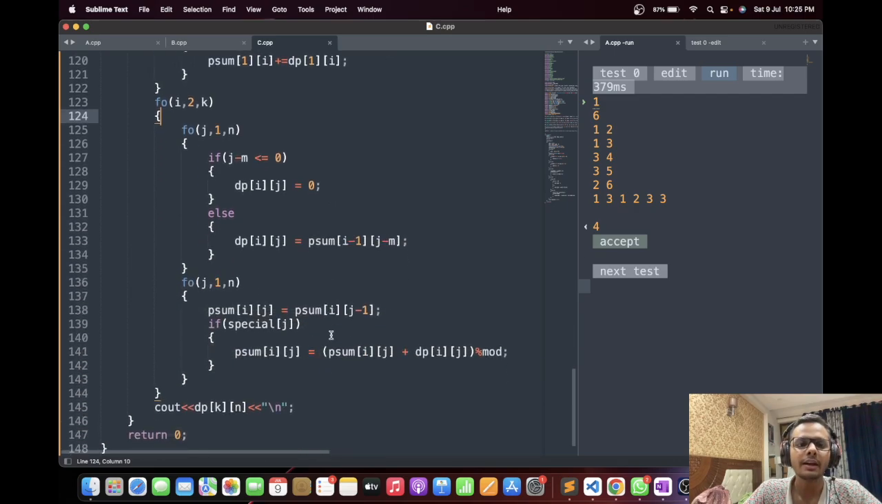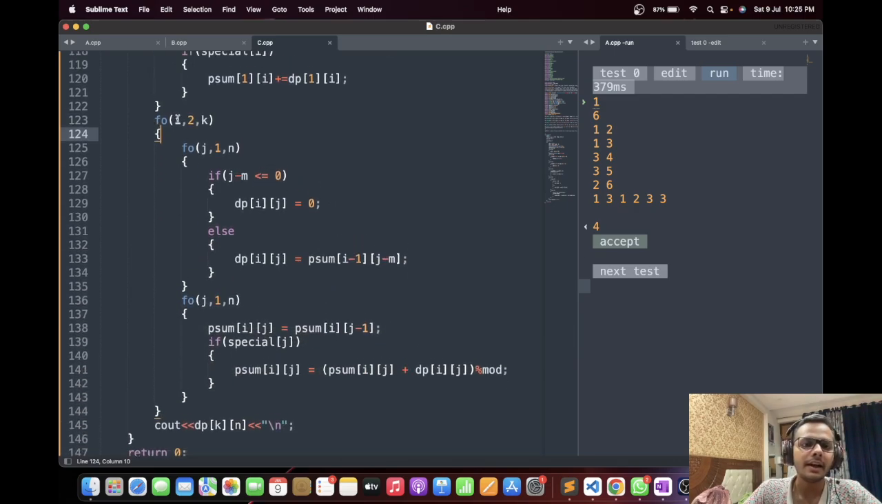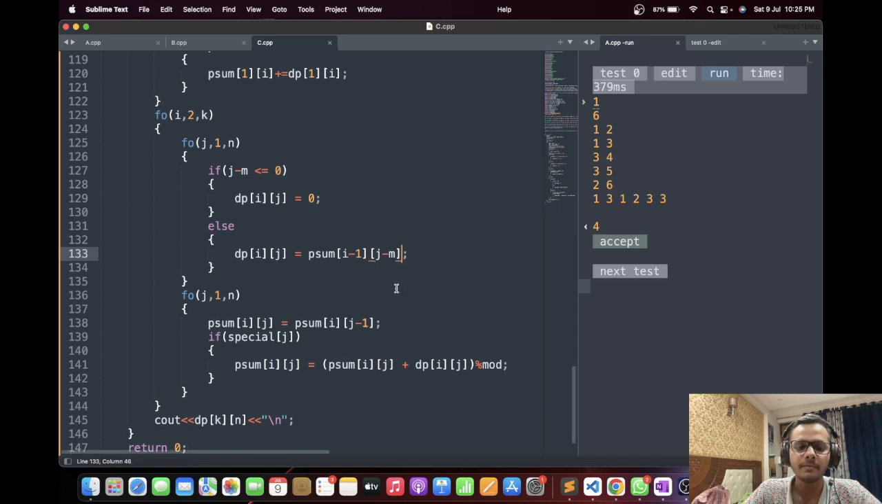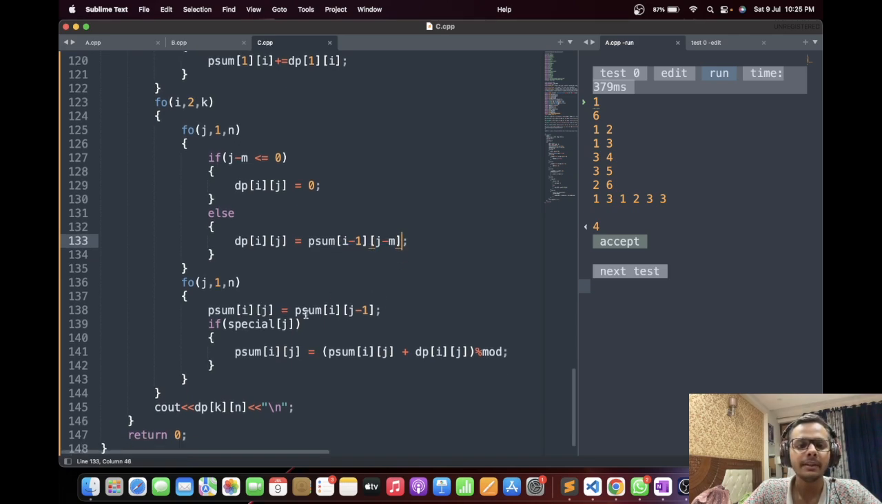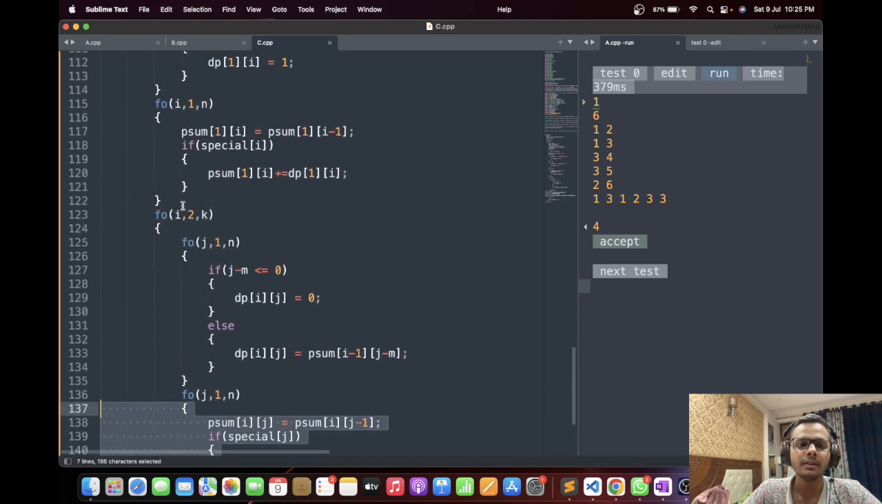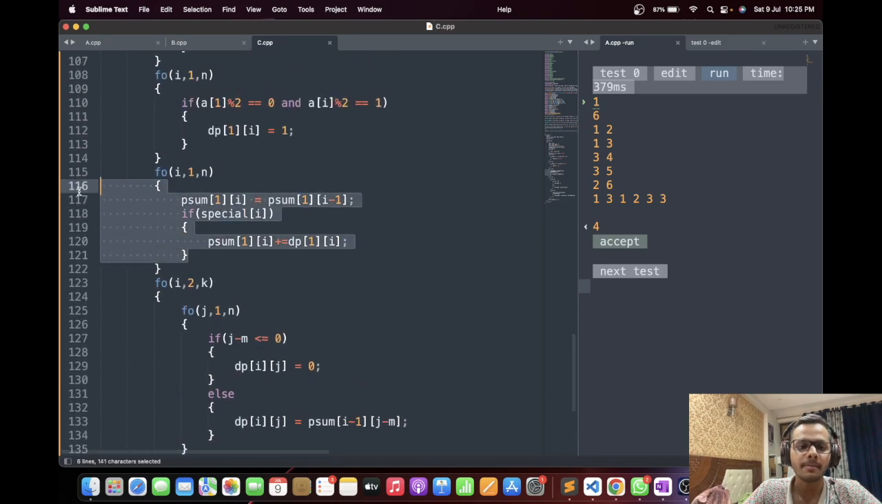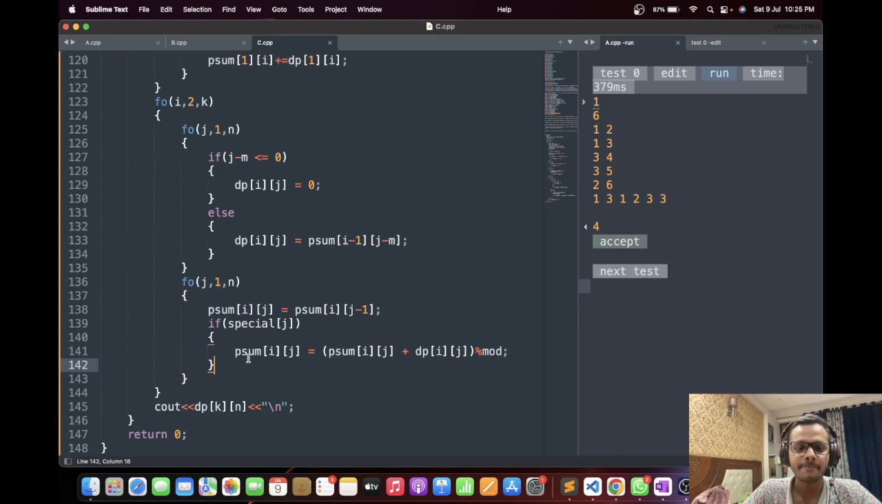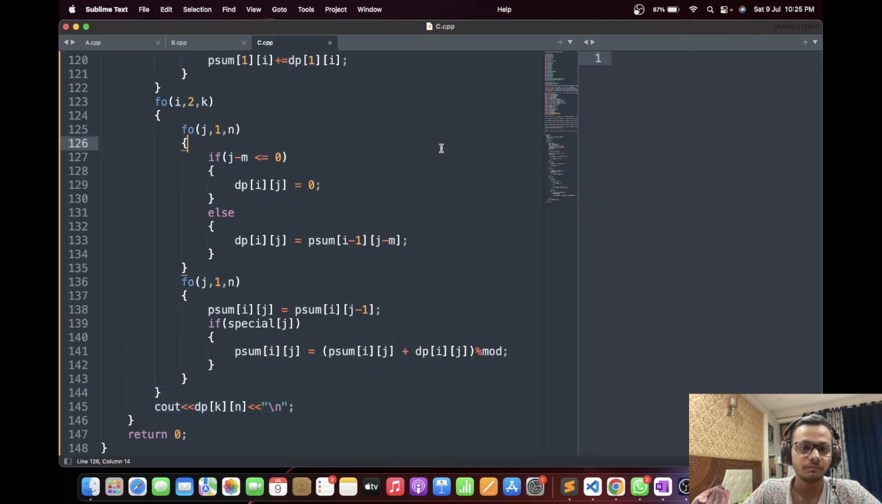Now we just have to calculate all the dp values, and for that I will iterate i from 2 to k, and then j goes from 1 to n. If j minus m is less than or equal to 0, obviously dp[i][j] would be 0. Otherwise dp[i][j] is going to be psum[i-1][j-m]. And then I can simply recalculate all the prefix sum values similar to the way we did here. This is exactly what I'm doing here. And then the final answer is going to be dp[k][n]. Cool. So this pretty much works.